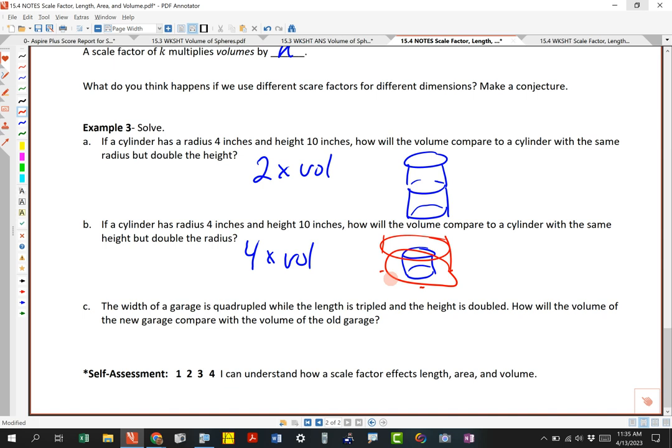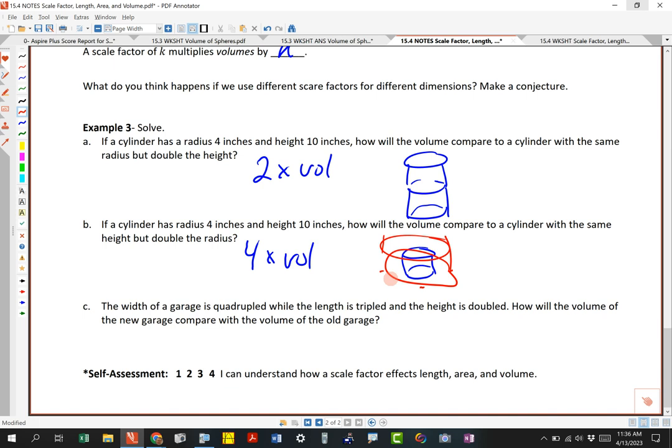Last one. The width of a garage is quadrupled, while the length is tripled, and the height is doubled. Do not say anything out loud. You got these plans for a garage. Somebody's not happy with it, so we want to say we're going to quadruple the width. We don't want a 2-car, we want an 8-car wide garage. We don't want it standard depth, we want it 3 times as deep. And we don't want standard height, we want double the height. It's a whole house, not a garage. I drove by one the other day, I think it might have been that big.